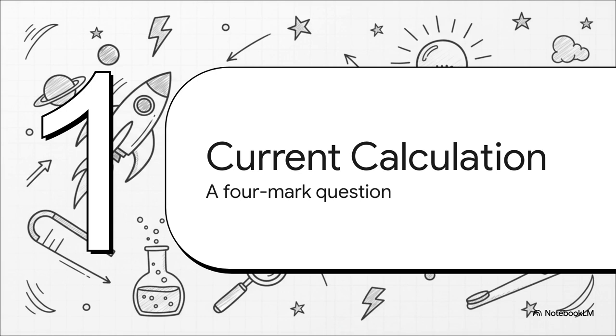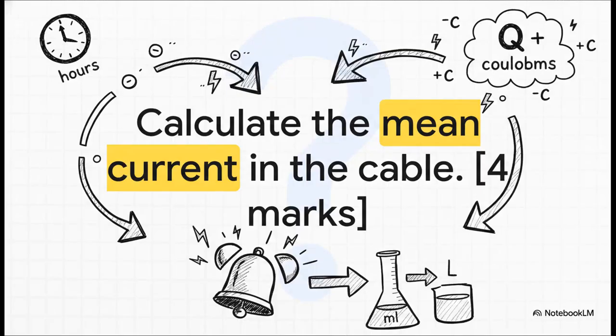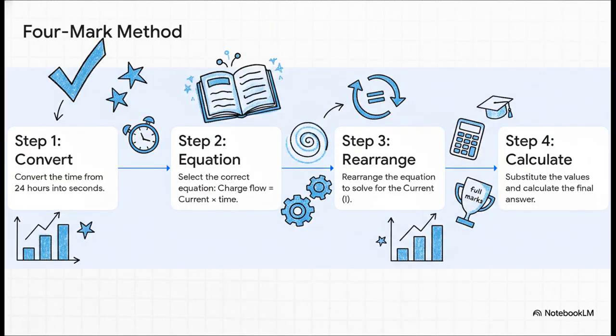All right, moving on to our second part, the current calculation. Now, this one's a 4-marker, which means there's a bit more to it and, well, more opportunities to show what you know. Okay. Let's break this one down. We've got charge flow in coulombs, a time period in hours, and we need to find the current in amps. The second you see mismatched units like that, hours instead of seconds, a little alarm bell should be ringing in your head. A unit conversion is definitely on the cards here.